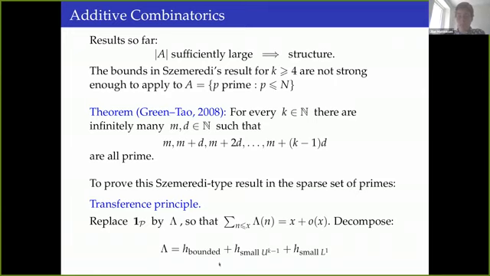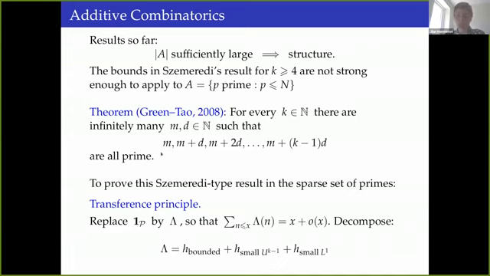And this is a problem to which the tools developed in the study of Szemerédi's result in dense subsets of the integers apply, where you weight with a bounded weight function. So you manage to transfer the result from the dense setting to the sparse setting.